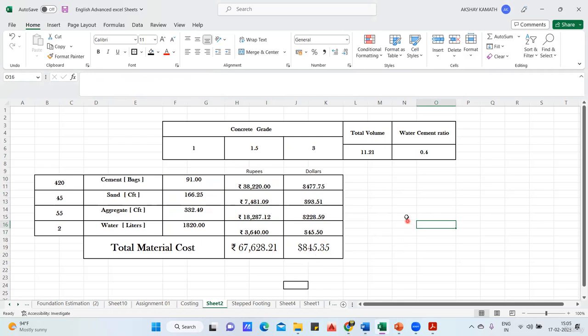Got it? So that is how the estimation is to be prepared. This is called material estimation, what we are doing. So try to prepare it and try to do all the calculations that I've explained. We'll see you back in the next lecture.